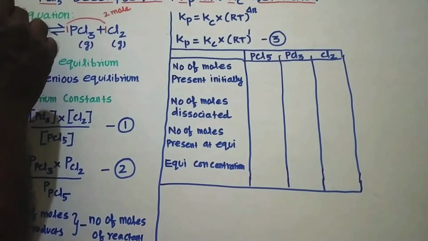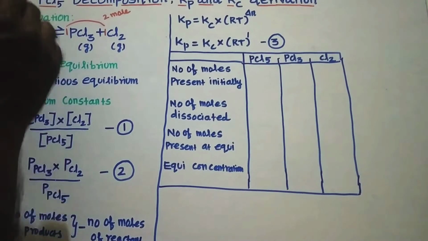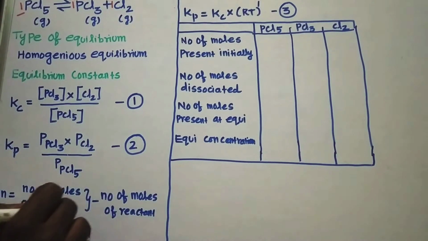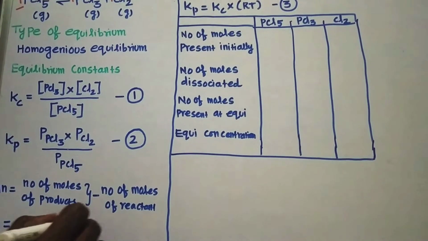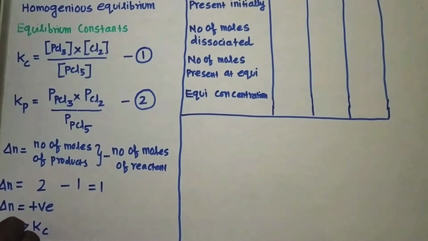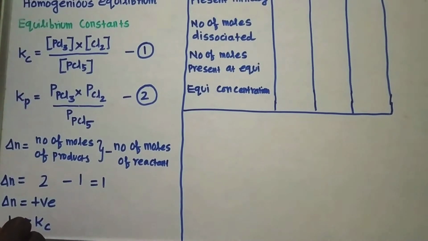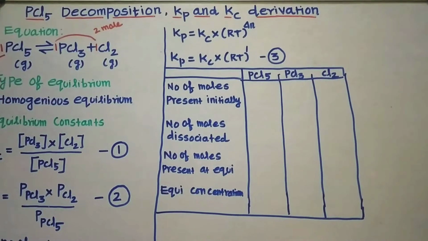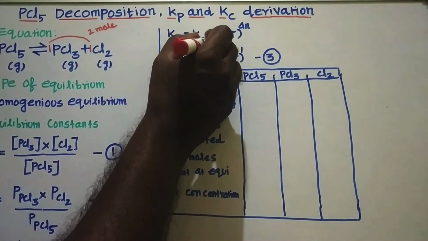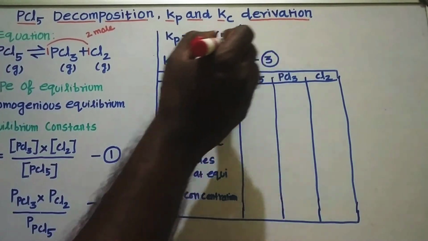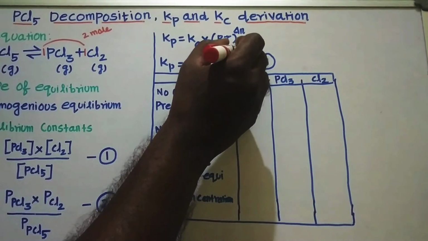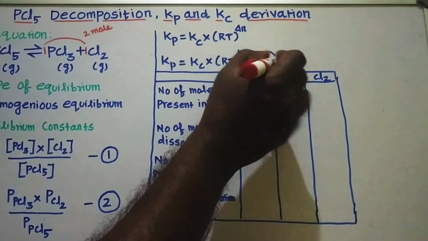And here the reactant is equal to 1 mole. Therefore, the number of moles of product is equal to 2 and the number of moles of reactant is equal to 1. 2 minus 1 equals 1. Here delta n is a positive value. Therefore, Kp is greater than Kc. Then Kp is equal to Kc into RT power delta n. Therefore, Kp is equal to Kc into RT, since delta n is equal to 1. This is equation number 3.